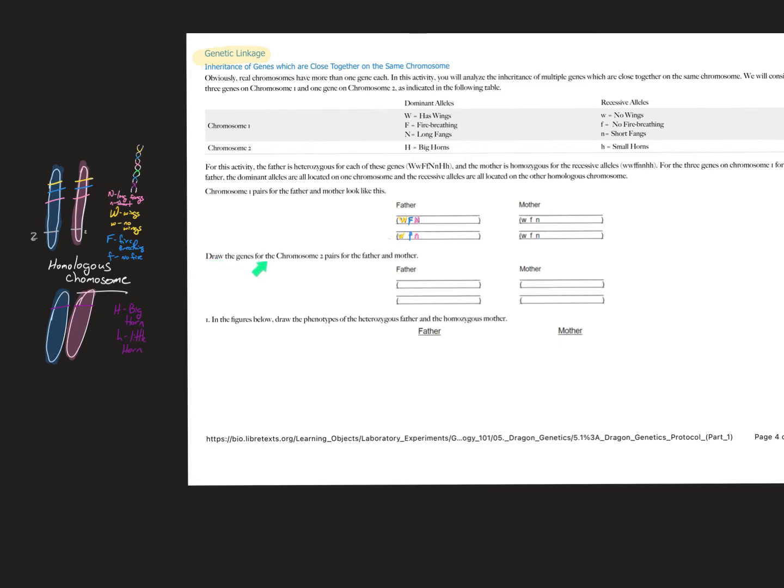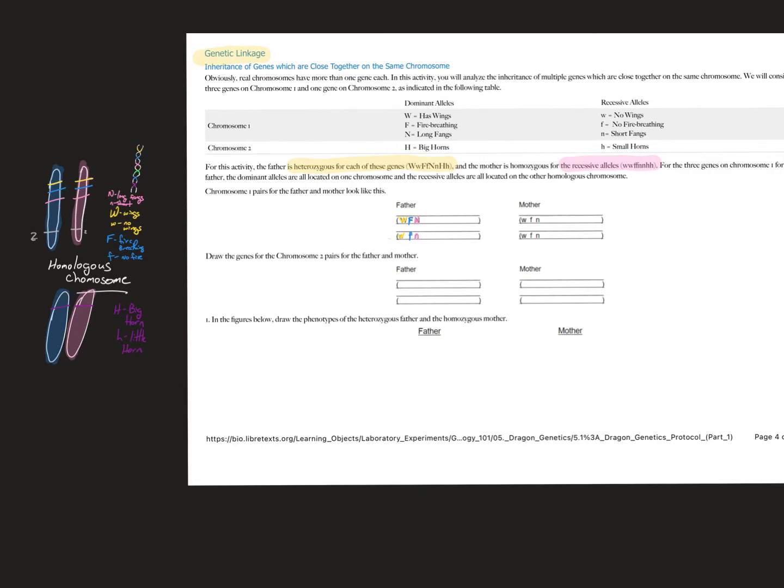Now, you draw the genes on the chromosome, two pairs for the father and the mother. And of course, as we said, on the chromosome of the mother and father, there's only H to consider. So this was the genotype for the father, and let's go ahead and highlight that. The father's heterozygous for all the genes, and the mother's homozygous recessive for all of the genes. So again, the phenotype is recessive, and it's homozygous.